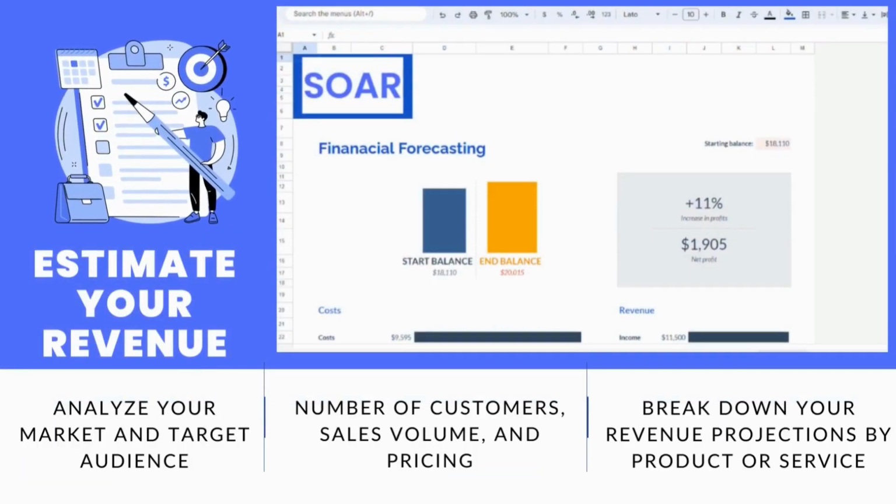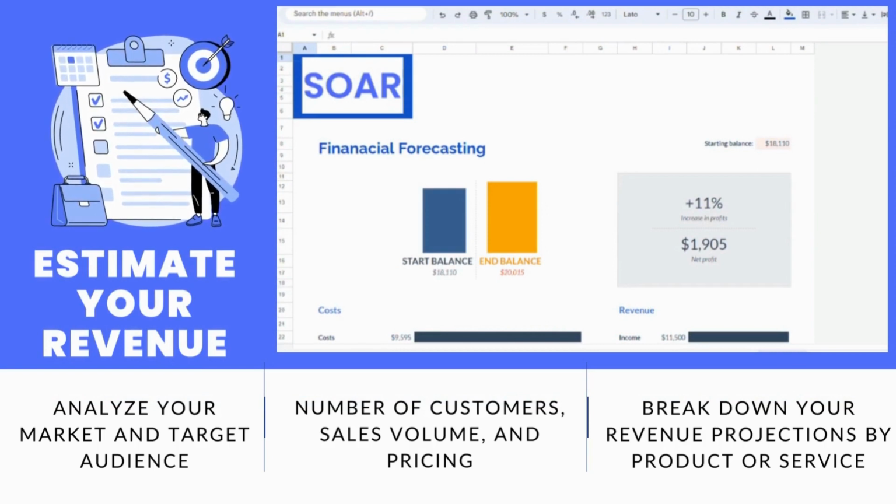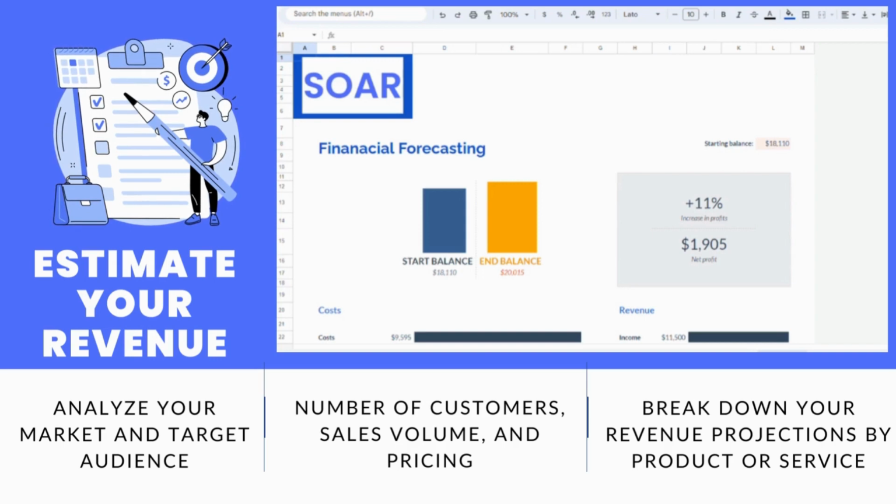We have created a financial forecasting workbook to help our clients visualize their future finances and form a clearer picture to reach their financial goals. In this workbook, you will need to estimate your revenue.